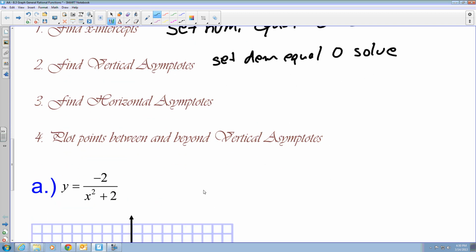And then the last step is we plot the points like we've been doing before, keeping values to the left and to the right of our respective vertical asymptotes.